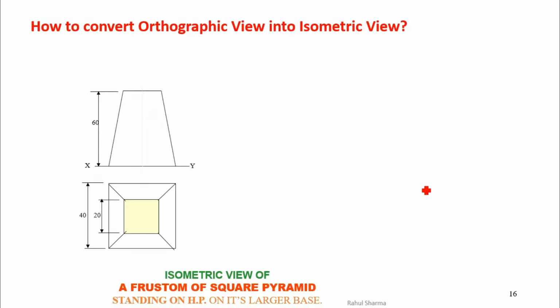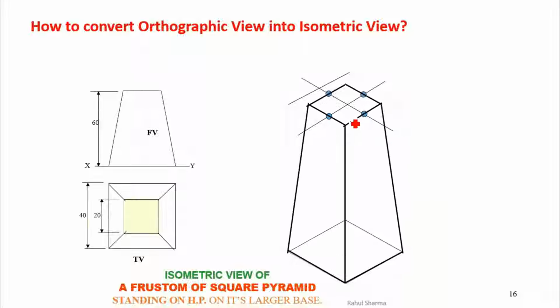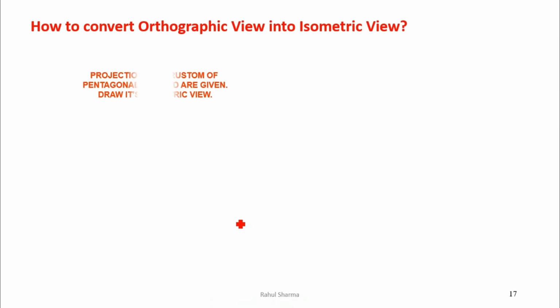Let's say this is the object given, front view and top view. So you can see the procedure in this video, how we are making it. First we convert a box into the frustum of a square pyramid like this. Then you can see here front view it will be same, top view it will be same. So we will see a few more objects.